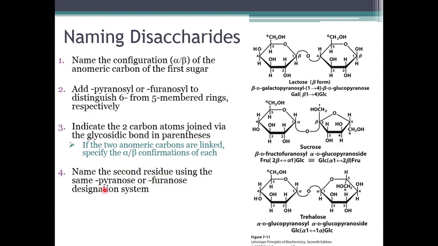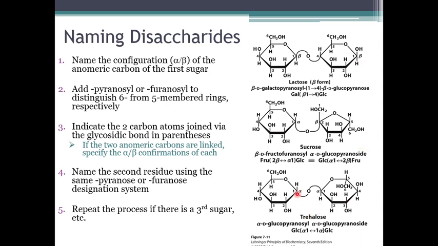Name the second residue using the same pyranose or furanose form. In case of trehalose, you first name the first sugar and then the second sugar. It could be either pyranosyl or furanosyl, depending on whether it's a 5-membered or a 6-membered ring. And pyranoside, because the glycosidic bond is attached to the anomeric carbon. Repeat the process if there's a third sugar. So these are the 3 examples that I've used in naming these disaccharides. And all these 3 are disaccharides.